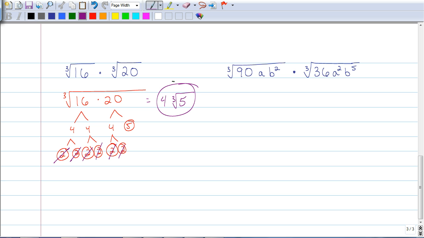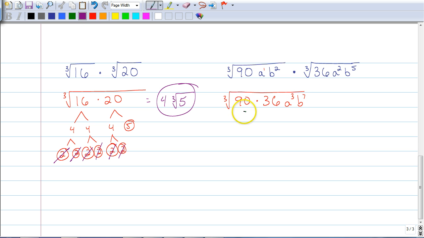If I have variables, same thing holds true as far as the numbers are concerned. This would be the cube root of 90 times the cube root of 36. I really don't want to multiply those together. But my variables, we can combine these. This goes back to chapter 7. When I multiply variables and the bases are the same, we add the exponents. Remember that a here is just a to the first, so a to the first times a squared is a cubed. The b is b squared times b to the fifth, which would be b to the seventh.